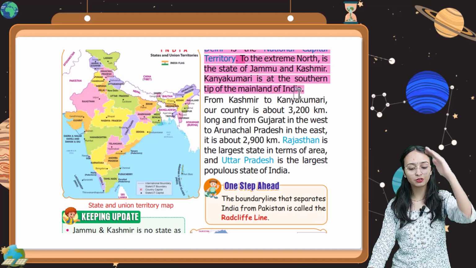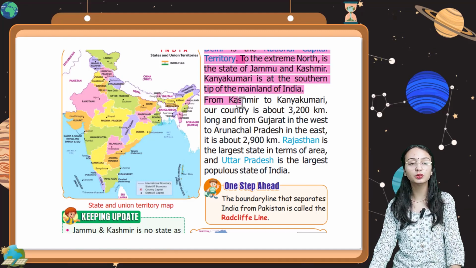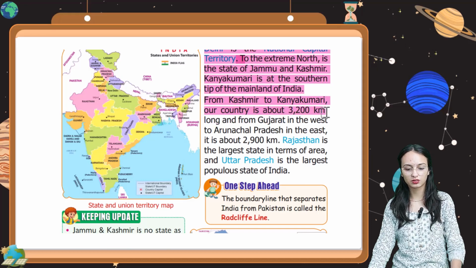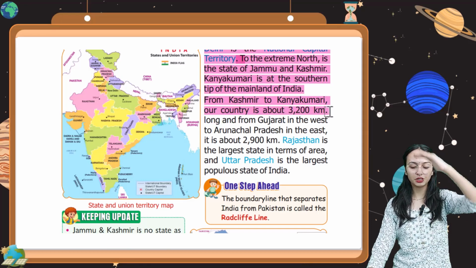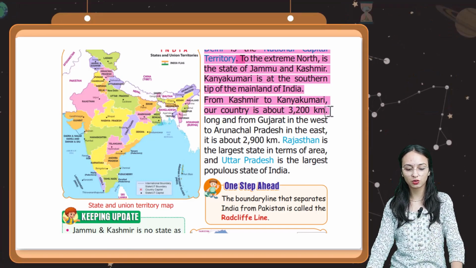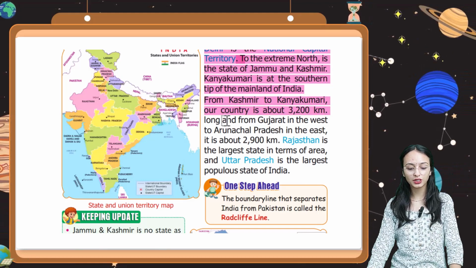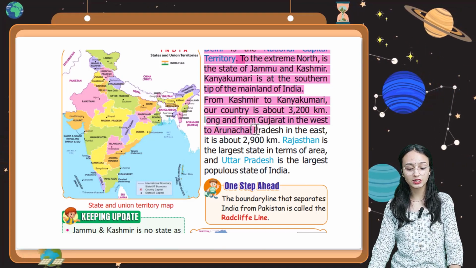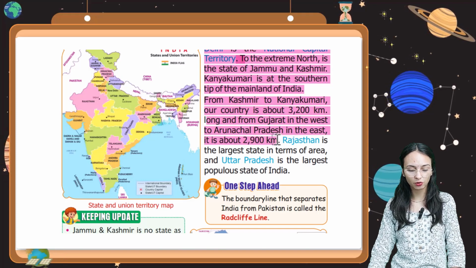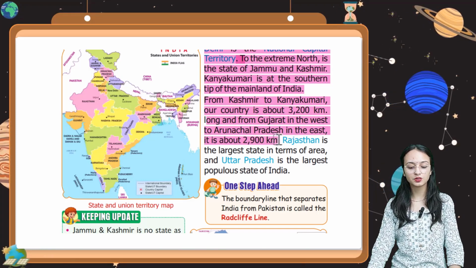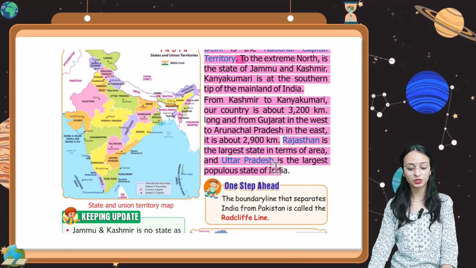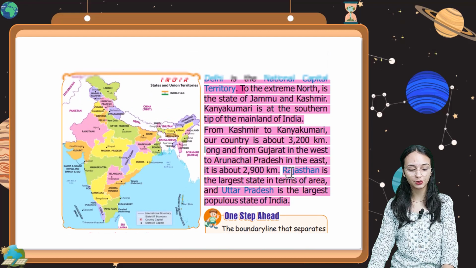From Kashmir to Kanyakumari, our country is about 3,200 kilometers. So the length from Kashmir to Kanyakumari is 3,200 kilometers. And from Gujarat in the west to Arunachal Pradesh in the east, it is about 2,900 kilometers. Rajasthan is the largest state in terms of area and Uttar Pradesh is the most populous state of India. There are some important facts to be learned and noted.